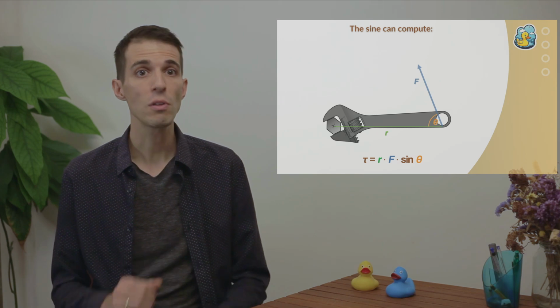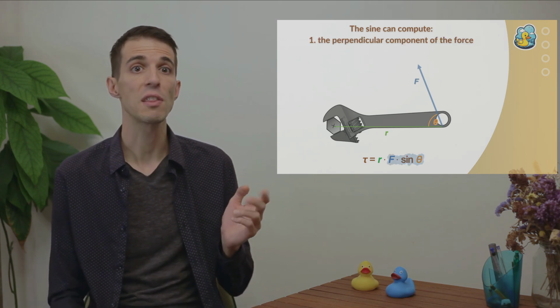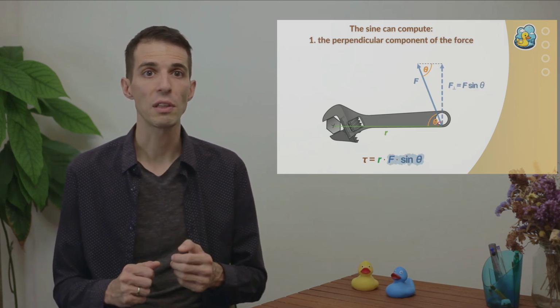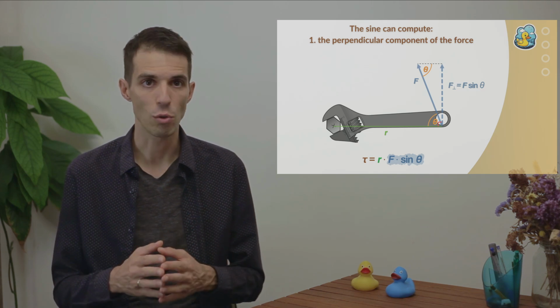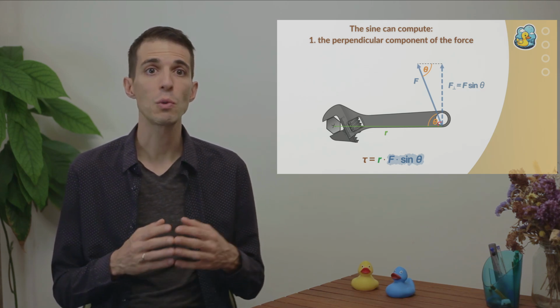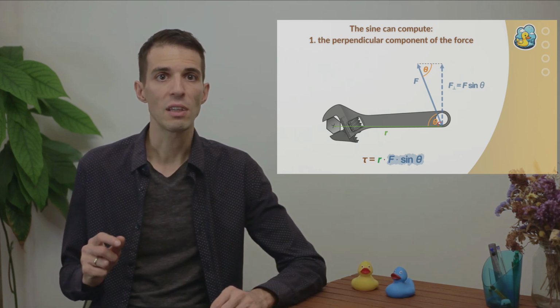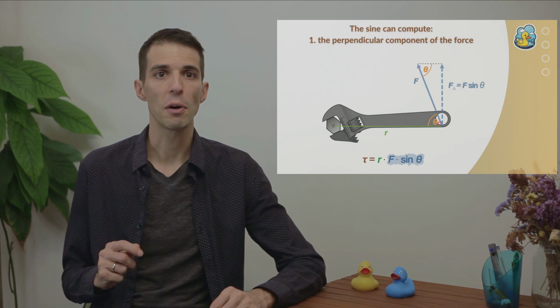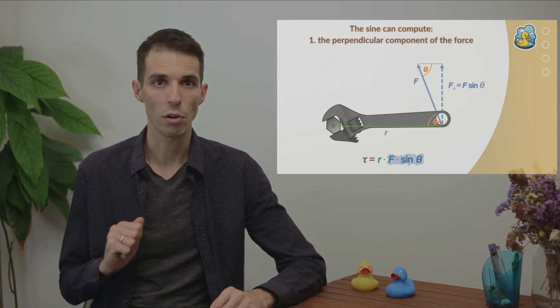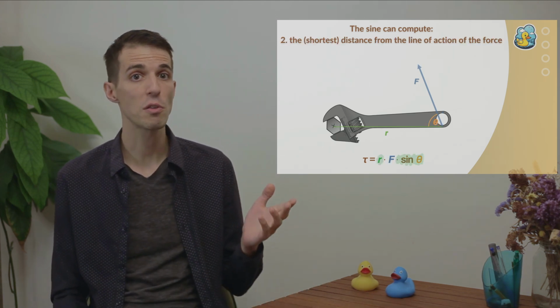First interpretation, focus on the force. The sine theta represents the component of the force that's perpendicular to R, the straight line between the 2 points mentioned. So if you push the wrench at an angle, only the perpendicular part of the force contributes to the torque. Second interpretation, focus on the distance.